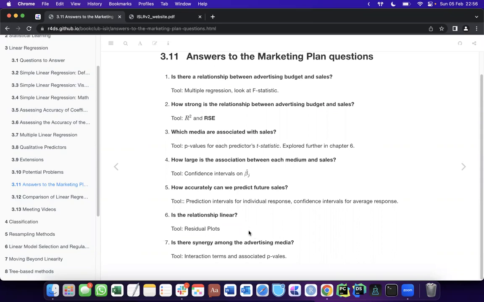And then we want to say, do the different types of media affect each other? Is there synergy? Then we can incorporate an interaction term in our model, and we can look at associated p-values. Again, small p-value, likely to be yes, there is synergy. We should incorporate that into our model. Large p-value, probably not, it doesn't add anything extra to our understanding of the data.